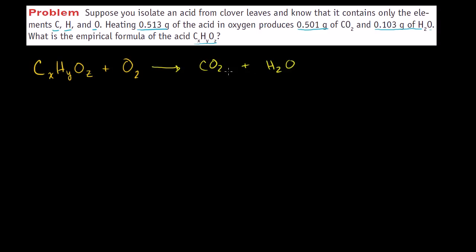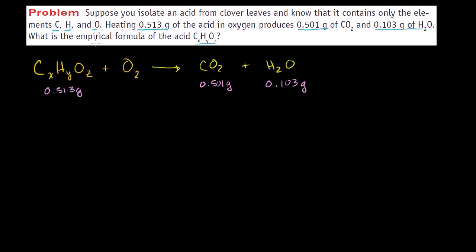And they tell us the amounts of carbon dioxide and water measured in grams. And they tell us the amount of our original substance. Let me write that here. So we're heating 0.513 grams of our original substance. And then that produces 0.501 grams of carbon dioxide, and 0.103 grams of water.